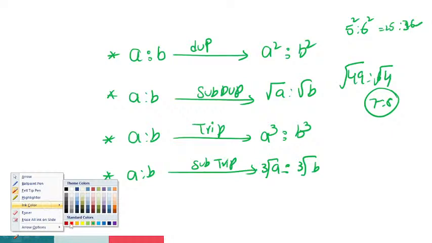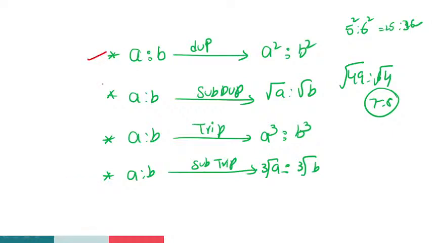Just remember, guys, here are 4 points. A is to B, duplicate ratio is A square is to B square. A is to B, subduplicate ratio is root of A is to root of B. A is to B, triplicate ratio is A cube is to B cube. A is to B, subtriplicate ratio is cube root of A is to cube root of B.